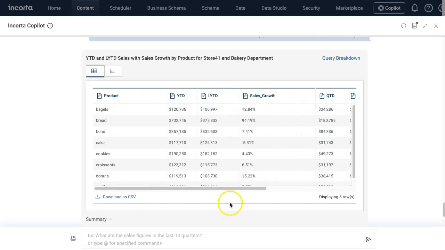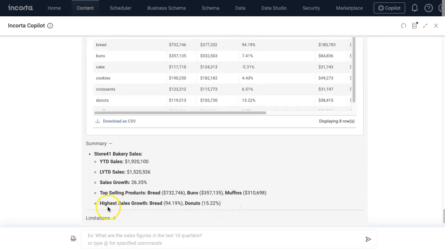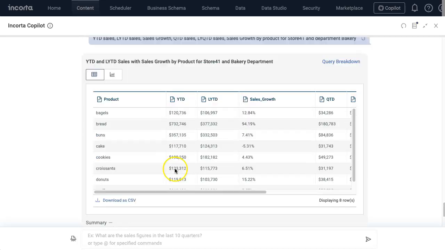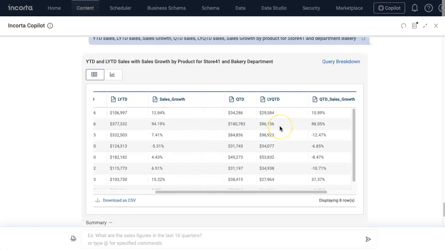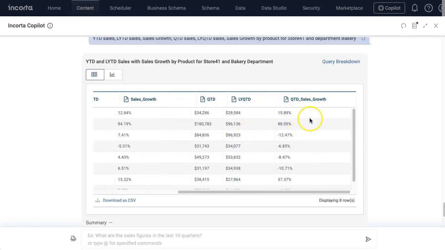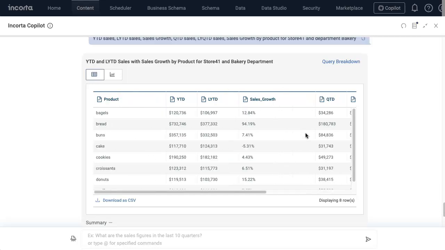And immediately I see here, not only in the summary here, that sales growth overall is 26.35%, but for bread, it is pretty high, 94%, right? Highest for bread. So if you look at the year-to-date comparison, this year versus last year, it's almost 94%, which is phenomenal. And then 88% quarter-to-date growth. That's what is making the overall growth rate for department bakery so high.